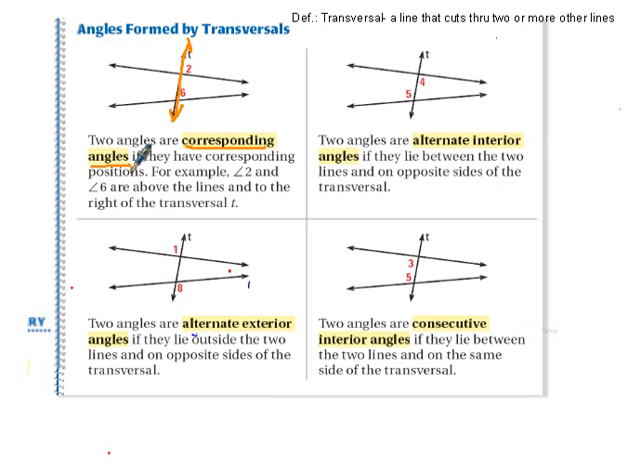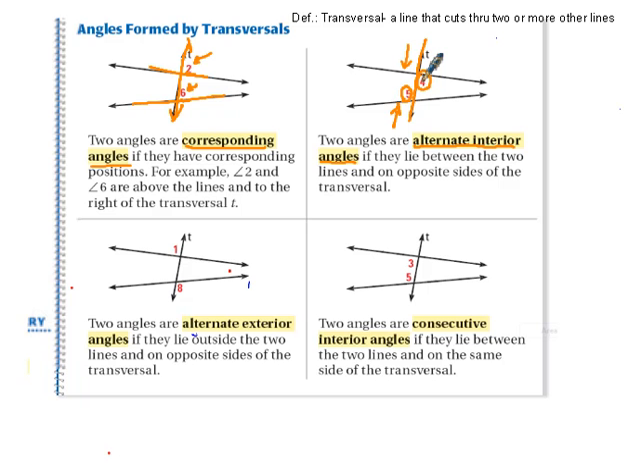So for example, angle 2 and angle 6 are both to the right of the transversal here. They're both on the right side, and they're both above these other two lines. Okay, so 2 and 6 are both above and to the right, so we call them corresponding. Two angles are alternate interior angles if they lie in the interior between the two lines, all right, and are on opposite sides of this transversal T. So 4 and 5 here we would call alternate interior angles.